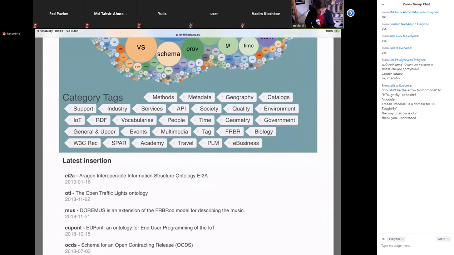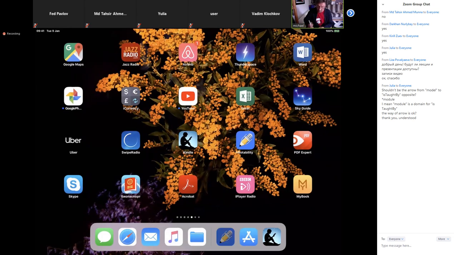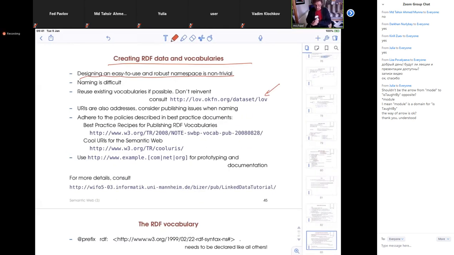I don't know what Aragon interoperable information structure ontology and so on. Okay, just wanted to say that a lot of things have been already developed. What else? There are some best practice documents, or recipes, on how to publish your data on the web. Or look at the linked data tutorial. I said that most probably all the terms you need have already been defined somewhere.